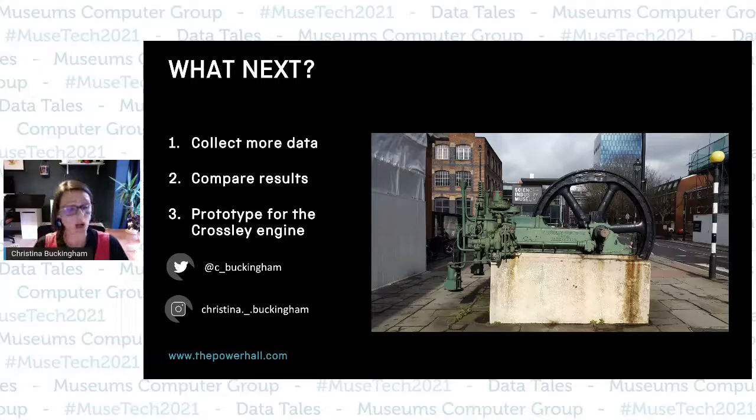And we're also hoping to build a new prototype for the Crossley engine, which is located outside of the museum, to try to develop more outreach opportunities for people who wouldn't necessarily even come into the museum in the first place. So really opening out those engagement opportunities even further.